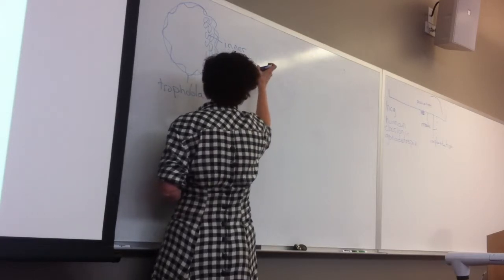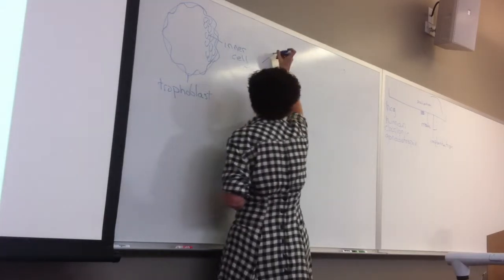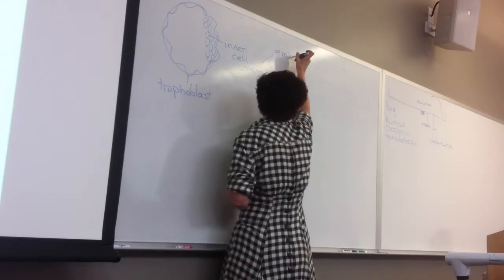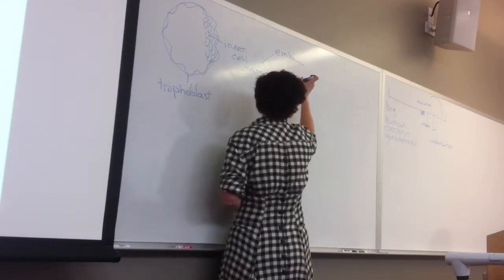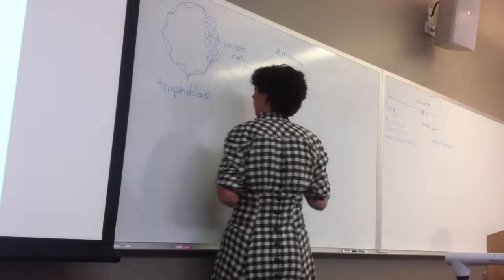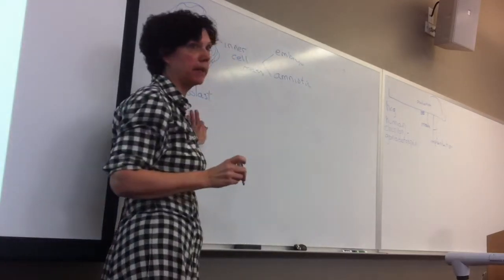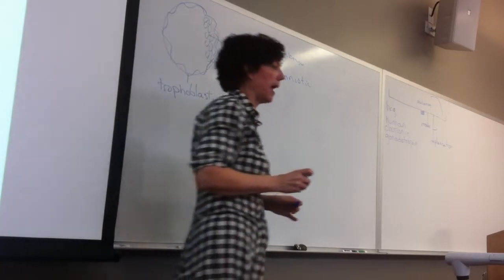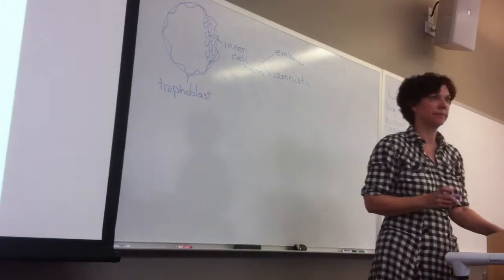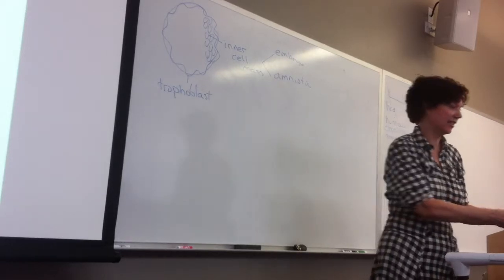The inner cell mass is going to become our embryo and our amnion, or the amniotic sac. The trophoblast will become the placenta along with maternal tissue. What would be the chromosomal pattern of our trophoblast cells? 2N. Good.